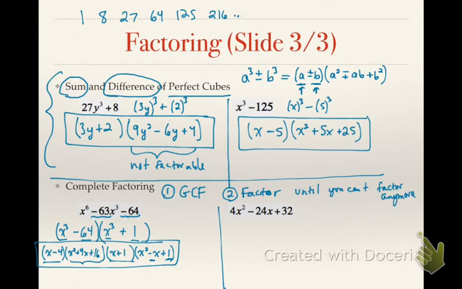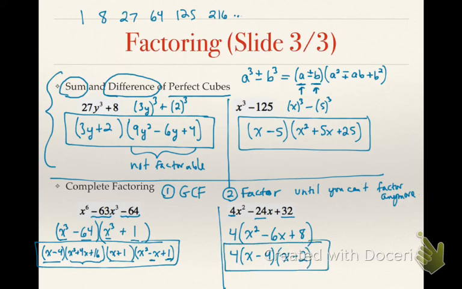Now for the other one, I notice that there is a common factor of at least a 4 in every term. The 4 goes into 4, 24, and 32. So I'm going to factor out the 4. I'm going to use the common factoring first. I'm left with x squared minus 6x plus 8. Now I want to check that trinomial. Can that trinomial factor? There are two numbers that multiply to 8 and add to negative 6, and those numbers are negative 4 and negative 2. And I'm noticing I have all linear factors. So therefore, I am done. So there's some review on factoring.